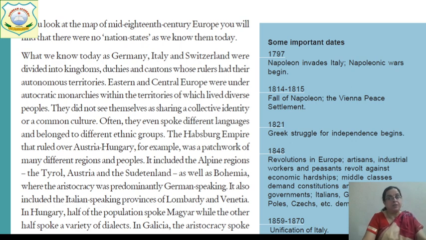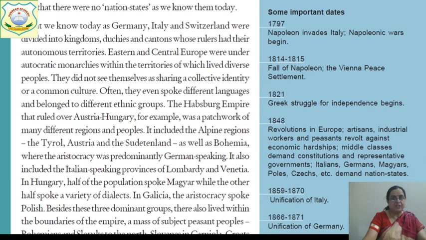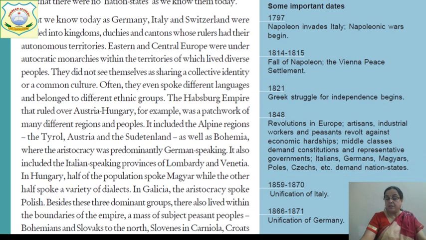Even Germany, Italy and Switzerland were divided into kingdoms and the monarchs were ruling over them. Nothing was common between the people living over there. They did not see themselves as sharing a collective identity or a common culture. They even spoke different languages and belonged to different ethnic groups. This topic is also very important. You can see many types of one-word question answers can come from this page, children.